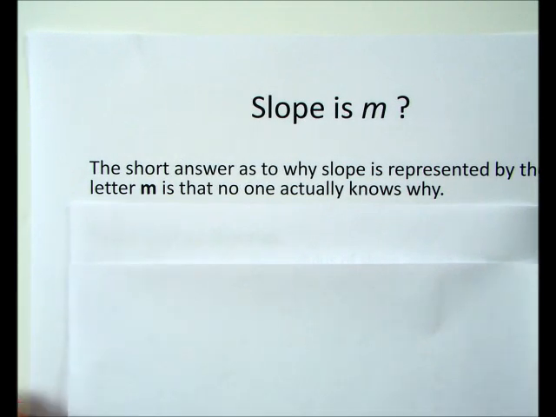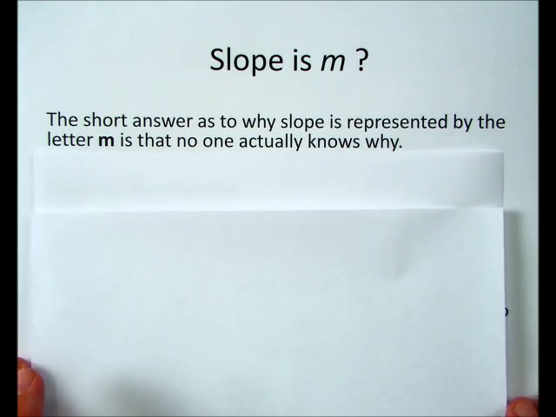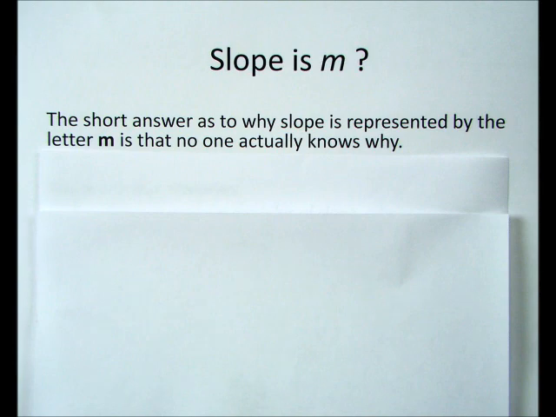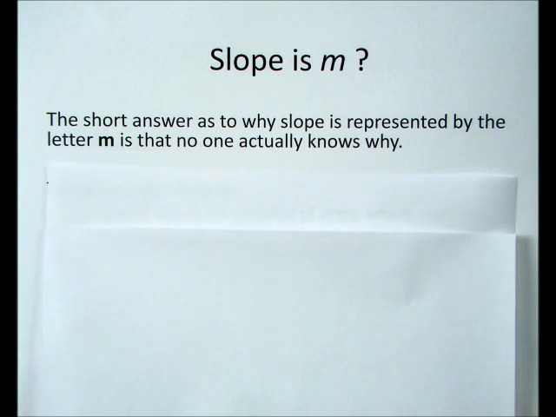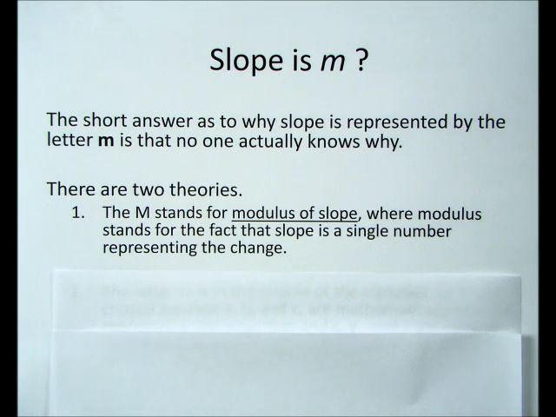So now we get back to the question of why is slope, let me see if I can line up this paper. You can tell that I am not used to working with the Elmo. Okay, so why is slope known as M, the letter M or the variable M? The short answer is that nobody knows why. However, there are a couple of theories. The first theory being that M stands for the modulus of slope, where modulus stands for the fact that slope is a single number representing the change.